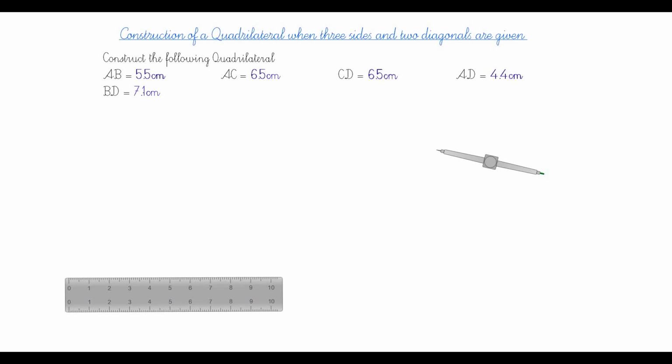Case 3 is length of four sides and one angle. Case 4 is length of three sides and two included angles. Case 5 is three angles and two included sides. Now consider this particular case when we know three sides and two diagonals.